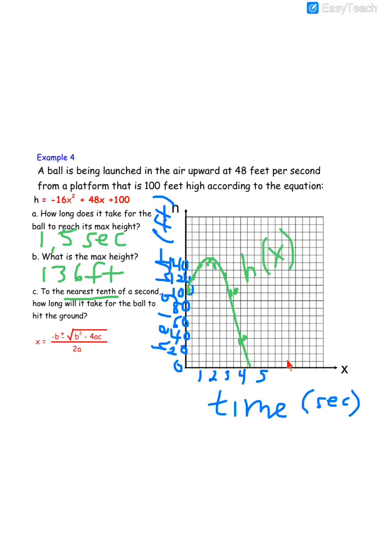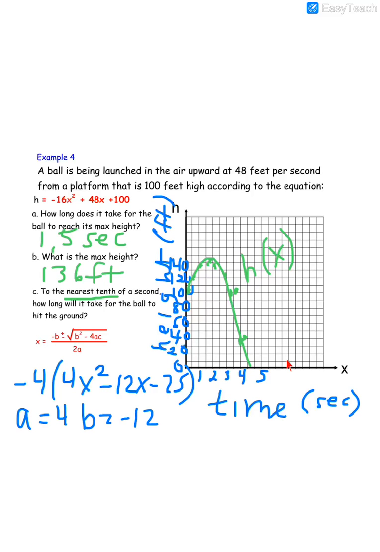So I'm going to make a suggestion to you. I'm looking at this equation, negative 16x squared plus 48x plus 100. Those are some really large values for A, B, and C. So I'm actually recognizing the fact that there is a GCF. So I'm going to rip out the GCF of negative 4. And that's going to leave me with 4x squared minus 12x minus 25. And those numbers are going to be a little bit easier to do. So A is 4, B is negative 12, and C is negative 25.